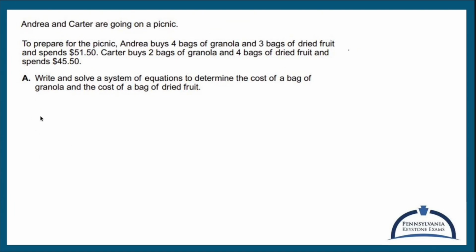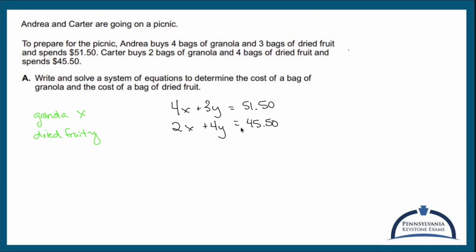So, let's call granola x, and let's call dried fruit y. Okay, let's do that. So 4 bags of x, this is for Andrea, 4 bags of x and 3 bags of y are going to be $51.50. Carter buys 2 bags of granola, so 2x plus 4 dried fruits, 4y, is going to be $45.50. Now, the way I'm going to handle this one is going to be elimination.